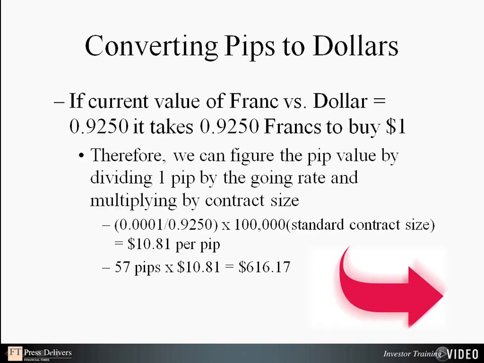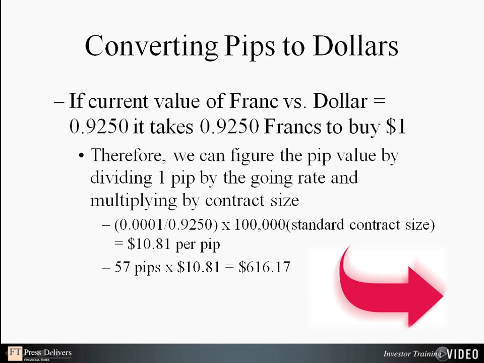If the current value of the franc versus the dollar is 92.50, we know that it takes 0.9250 francs to buy $1. Therefore, we can figure the pip value by dividing 1 pip by the going rate and multiplying it by the contract size. Knowing that most currencies, leaving the yen out of this conversation, are quoted in 5 digits, with 4 to the right of the decimal, we know that 1 pip is actually the same as saying 0.0001.